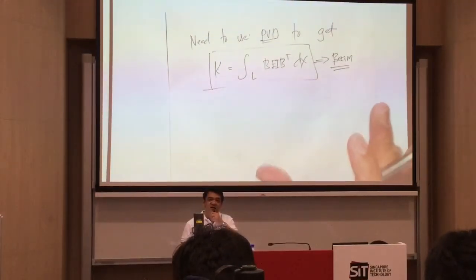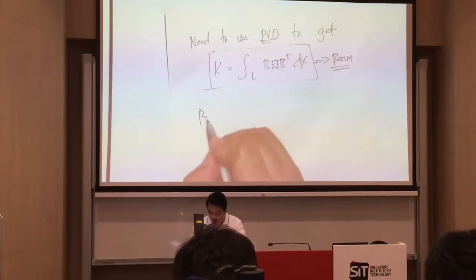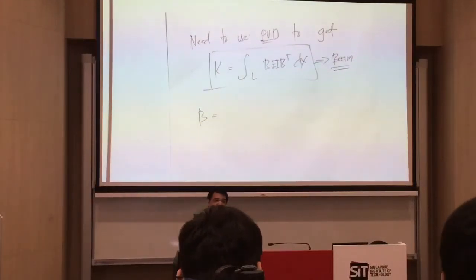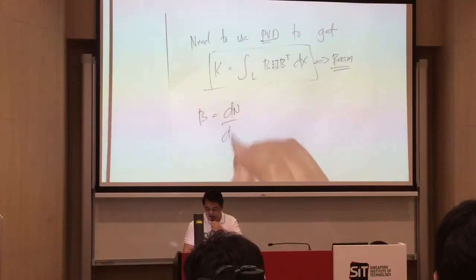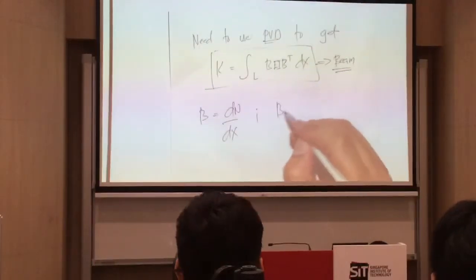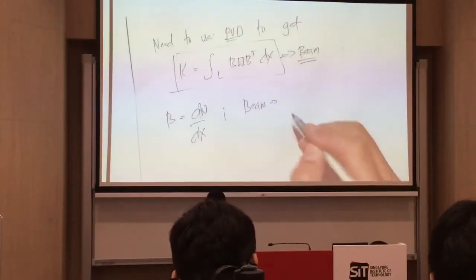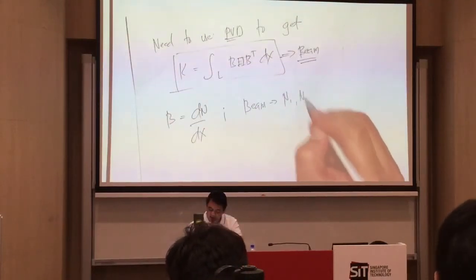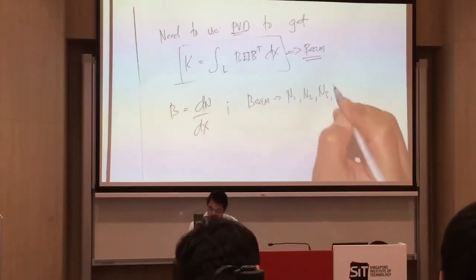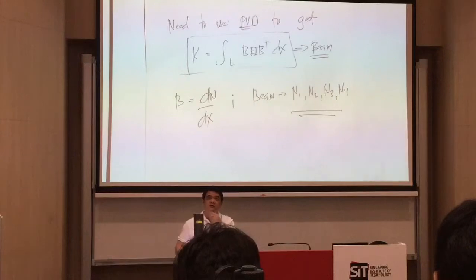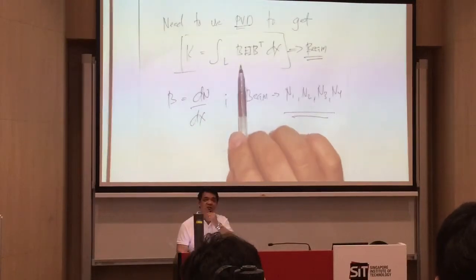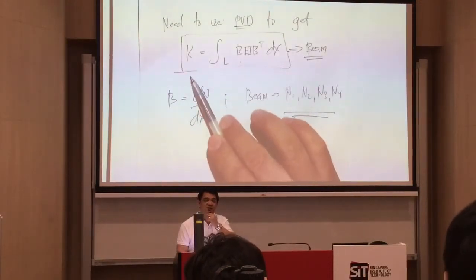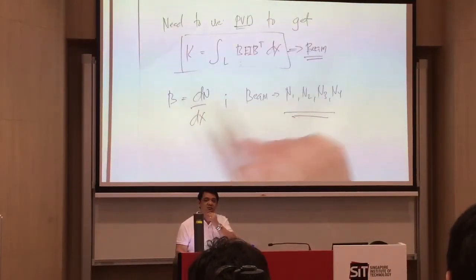But it doesn't end there, because your B is a function of N, yes? d2N dx2. And for a beam, how many shape functions do we have? We have N1, N2, N3, and N4. So that's why you're going to end up with a 4x4 stiffness matrix for a beam.